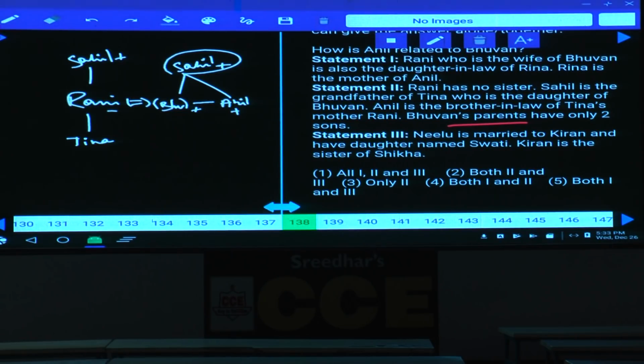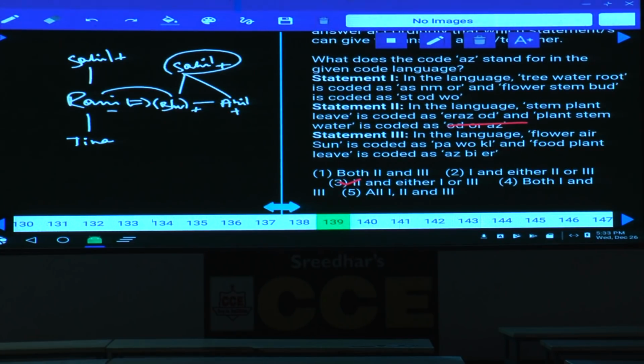How is this Anil related to Bhuvan? Brother. These 2 persons are siblings to each other. Hence we are getting the answer. Then what is your answer? Only 2 alone is sufficient, choice 3. Bhuvan's parents have only 2 sons, that is Bhuvan and Anil. As Anil is the brother-in-law, Anil is a male, that is known. And this Bhuvan is the husband of Rani, Bhuvan is also a male, isn't it? Hence these 2 persons are brothers to each other, 138, choice 3.